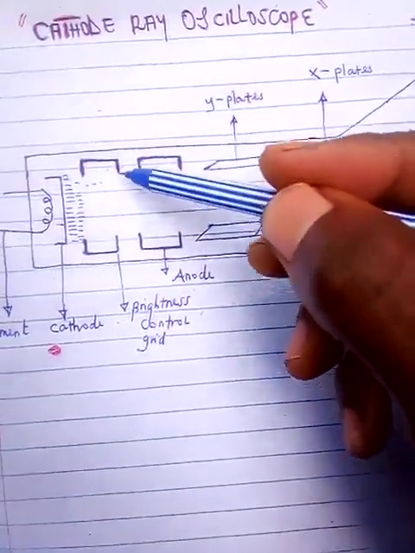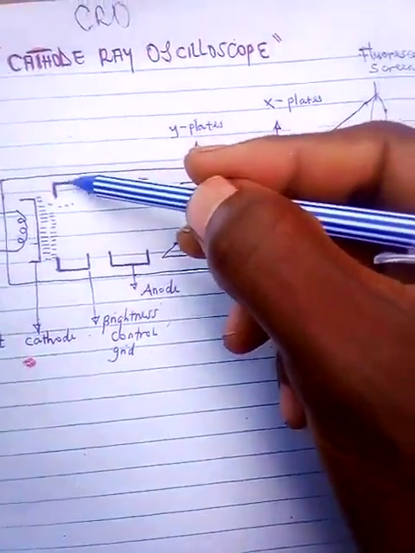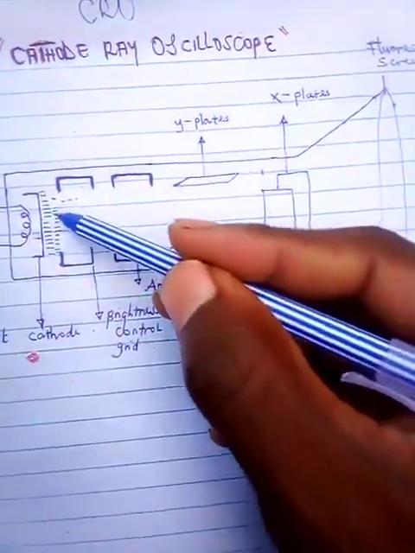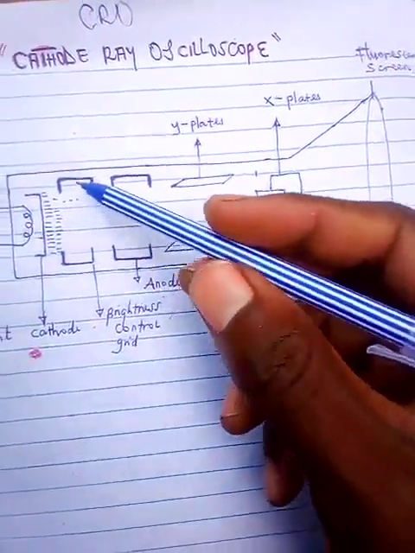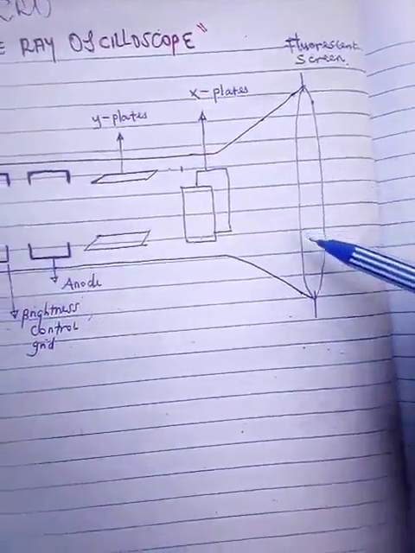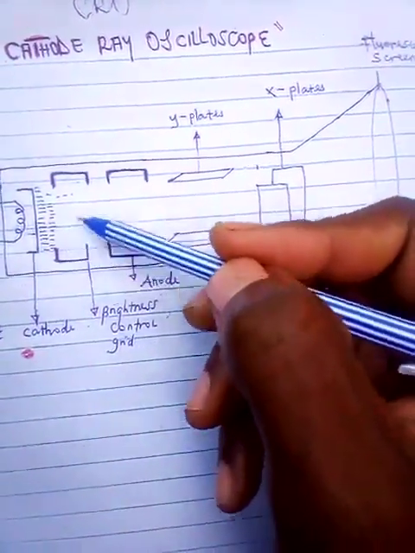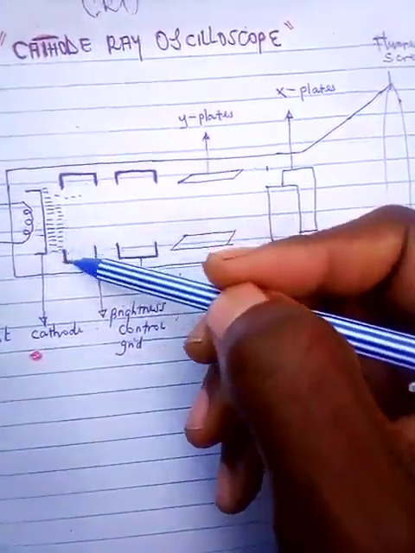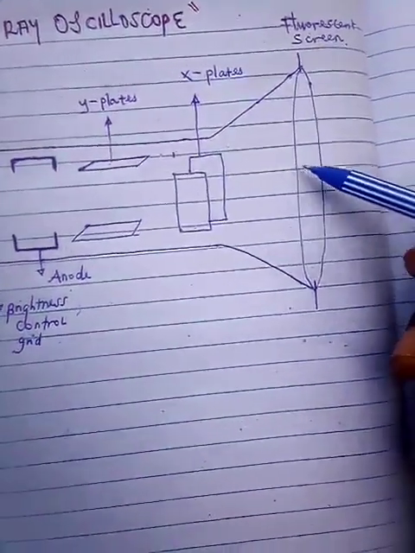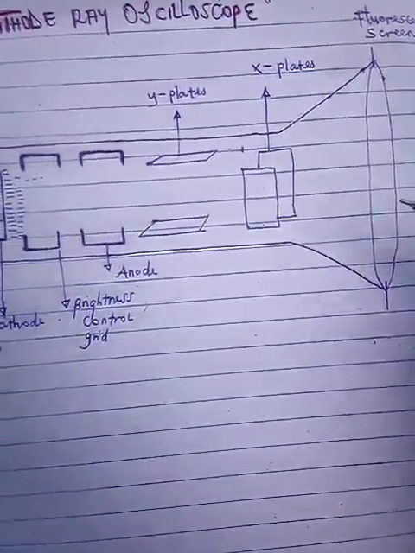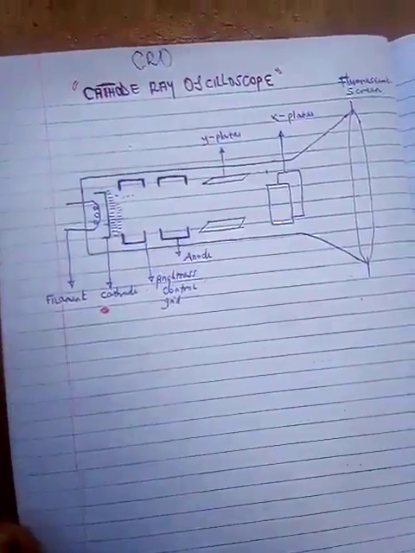So, one more time. If the control grid has been increased negatively, a lot of electrons here are going to be repelled. As a result, the brightness of the spot which is going to be formed on the screen will be low. But if its negativity has been reduced, a lot of electrons will be allowed to pass through, and the brightness of the spot formed on the screen is going to be high.